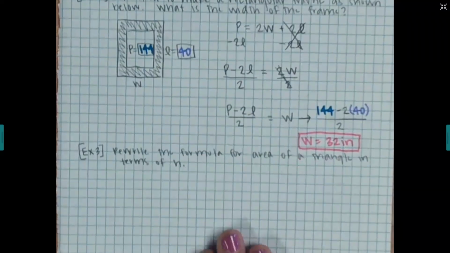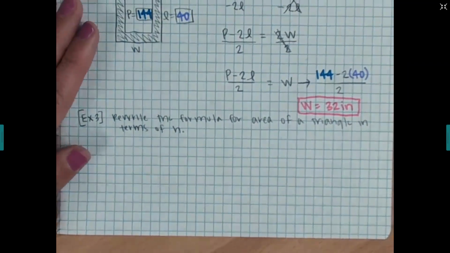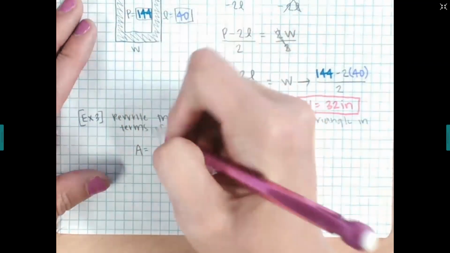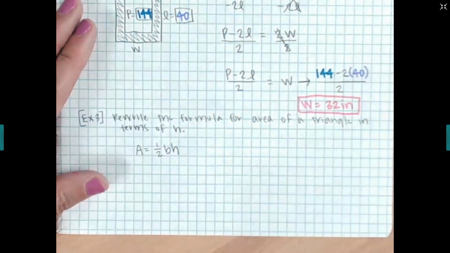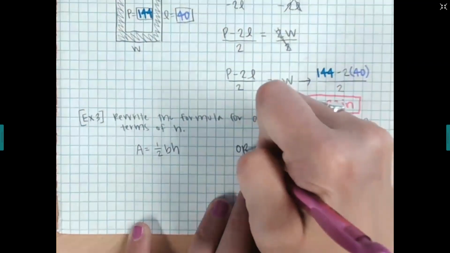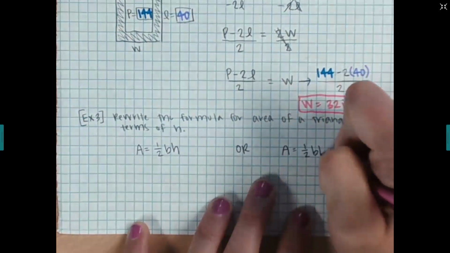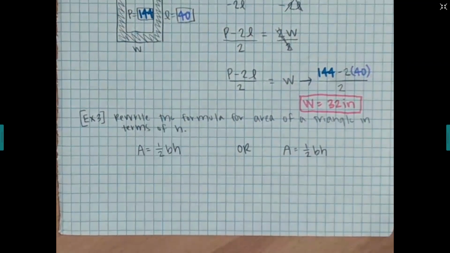Example number 3 says to rewrite the formula for the area of a triangle in terms of H. The formula for the area of a triangle is A equals 1/2 base times height. Now I'm actually going to show you 2 ways to do this. So I want to make sure that I have both here.